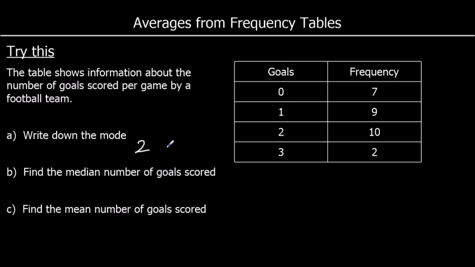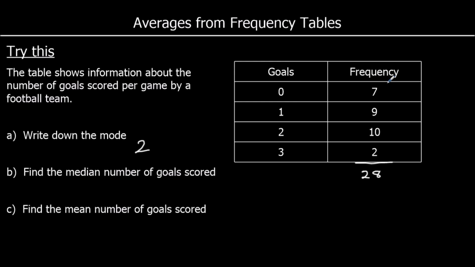Find the median. So to find the median, we're going to add up the frequency first. So we've got 7 and 9, which is 16, plus 10, 26, plus 2, 28. So there's 28 games played. If we want to find the median, we need to find the middle number. So if you imagine this can be split into 2 14s, the median is halfway between the 14th and 15th number.